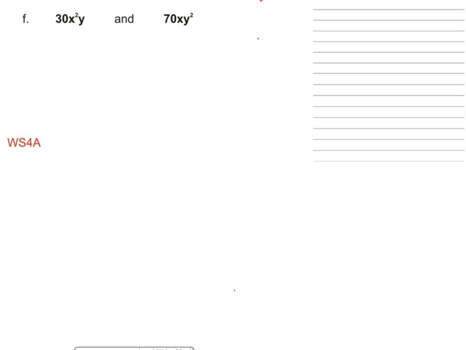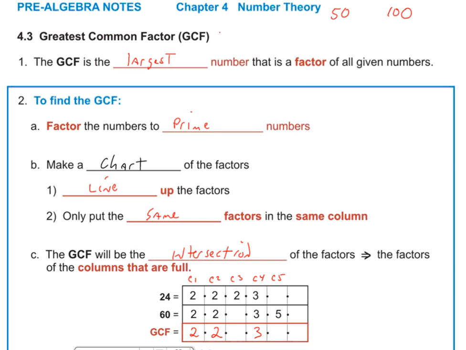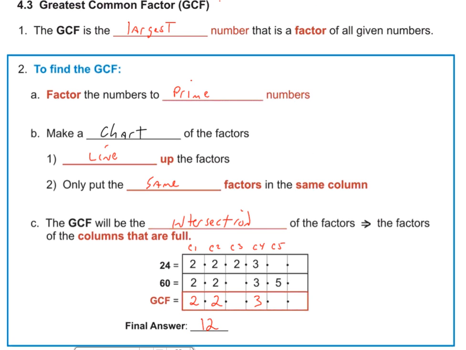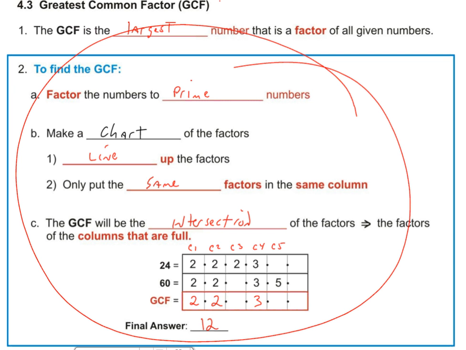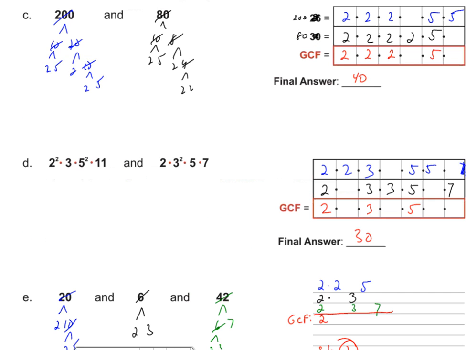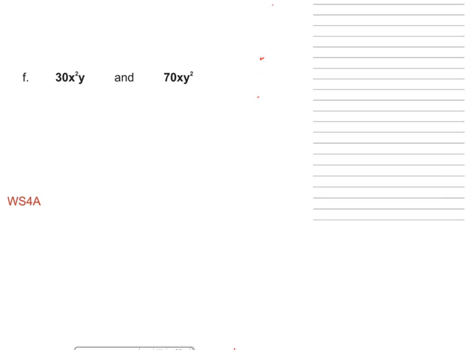Seriously, give it a shot. Try it. Here, you want a hint first? All right, let me give you a hint. Wait. Everybody look. Here's a hint. There you go. Everybody got the hint? Factor prime numbers, make a chart, line up the factors, put the same factors in the same column. The intersection will be the GCF. All right, there's your hint. All right, see what you can do. That was a good hint.